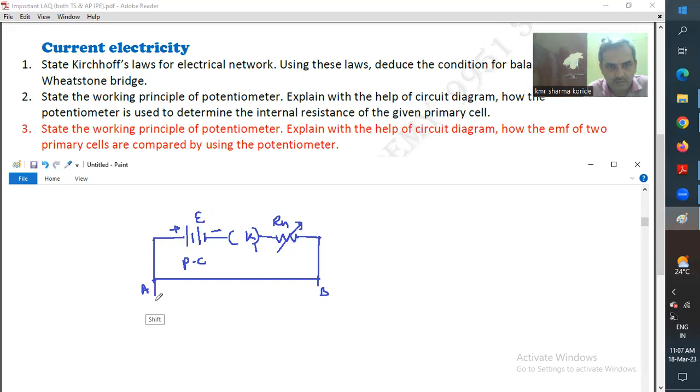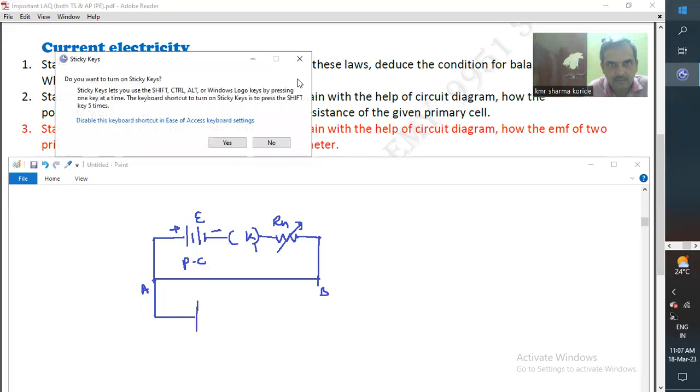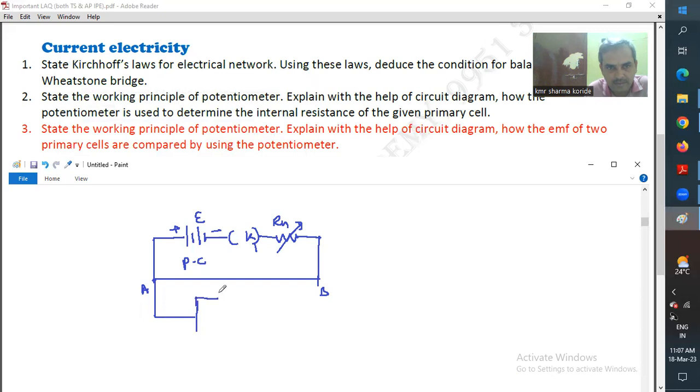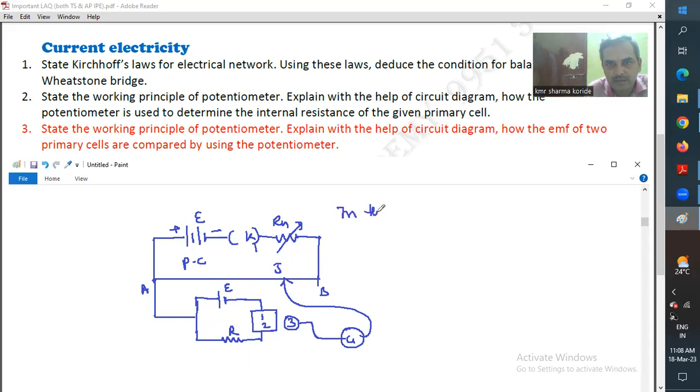So in the secondary circuit, you connect a battery whose internal resistance is to be determined, and a resistance is connected here. So once again, providing gap 1 and 2. So here 3, then this is connected to the galvanometer. The galvanometer is connected to the jockey slides.